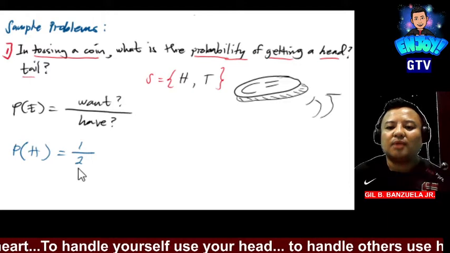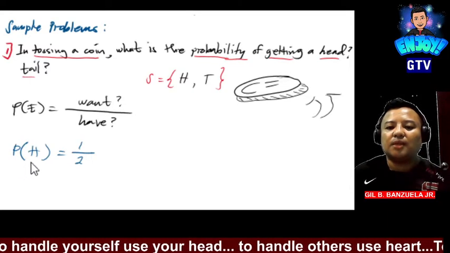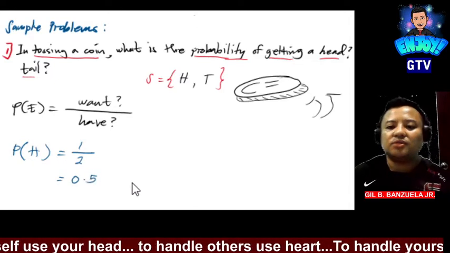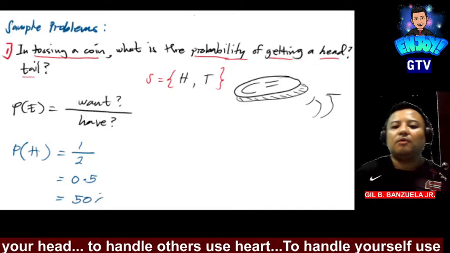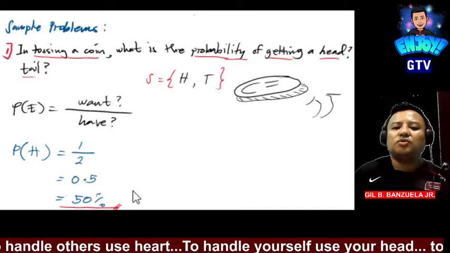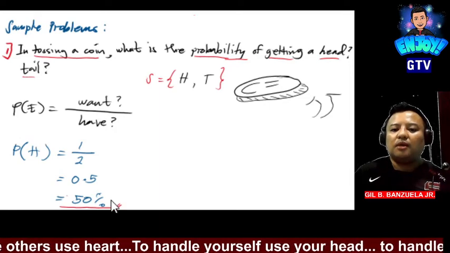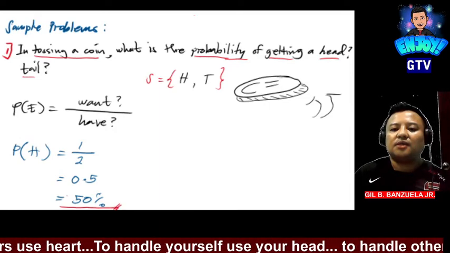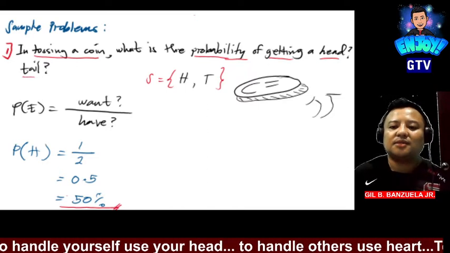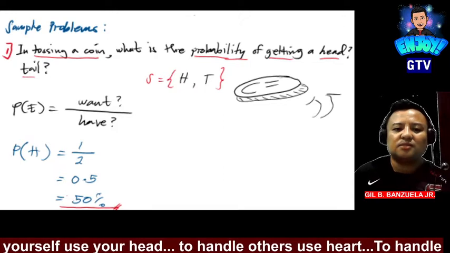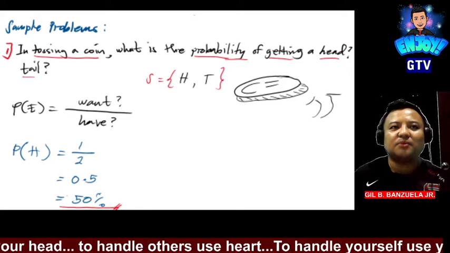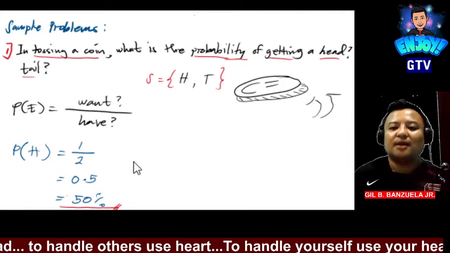That's why we arrive at 1/2. So, that's why the probability of H, or getting a head, is equal to 1/2, or 0.5 in decimal, or 50% in percentile. So, the most communicable way in answering probability is by writing our final answer in percentile. Kasi pag sinabi natin 50%, it is more understandable to all, no? Sinabi natin 50%, naiintindihan agad yan ng many people.